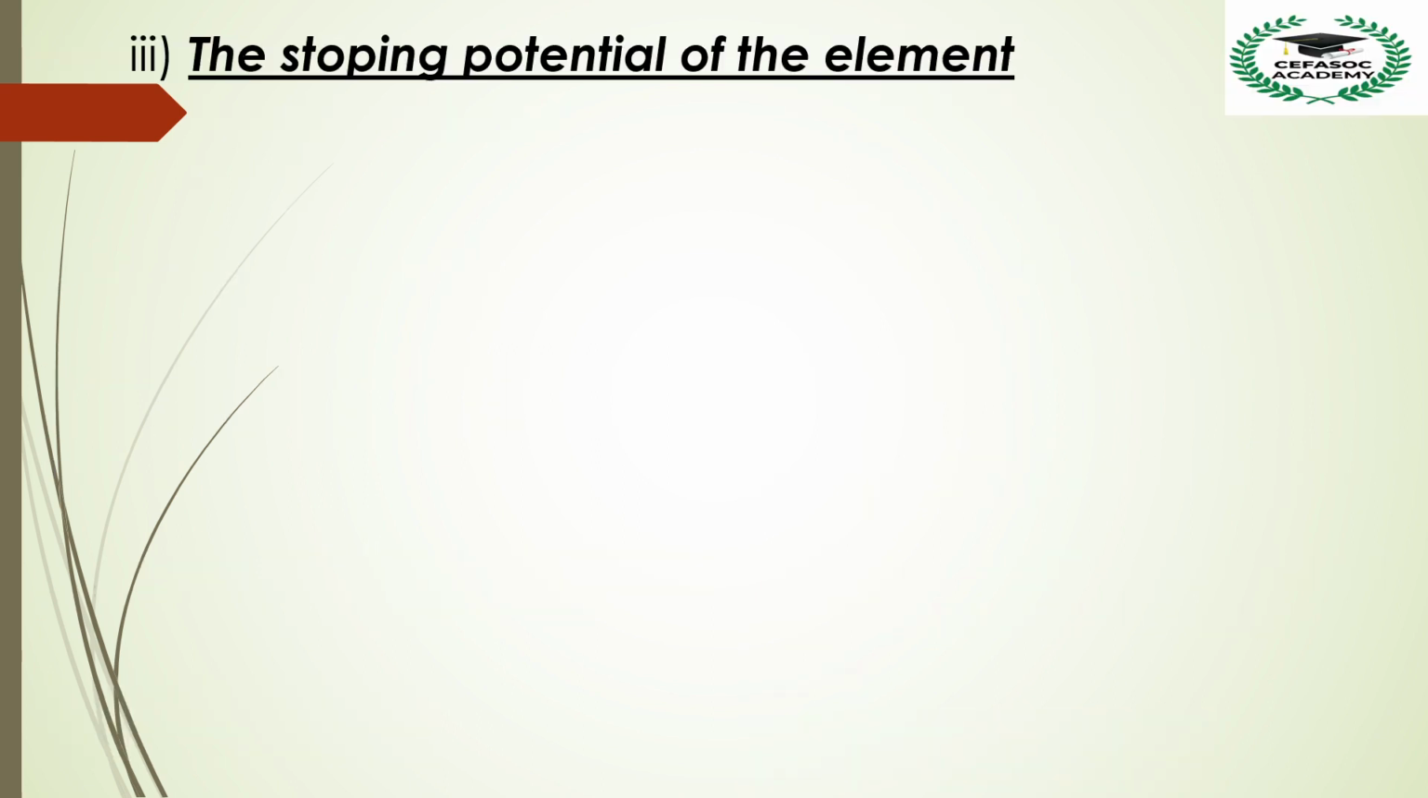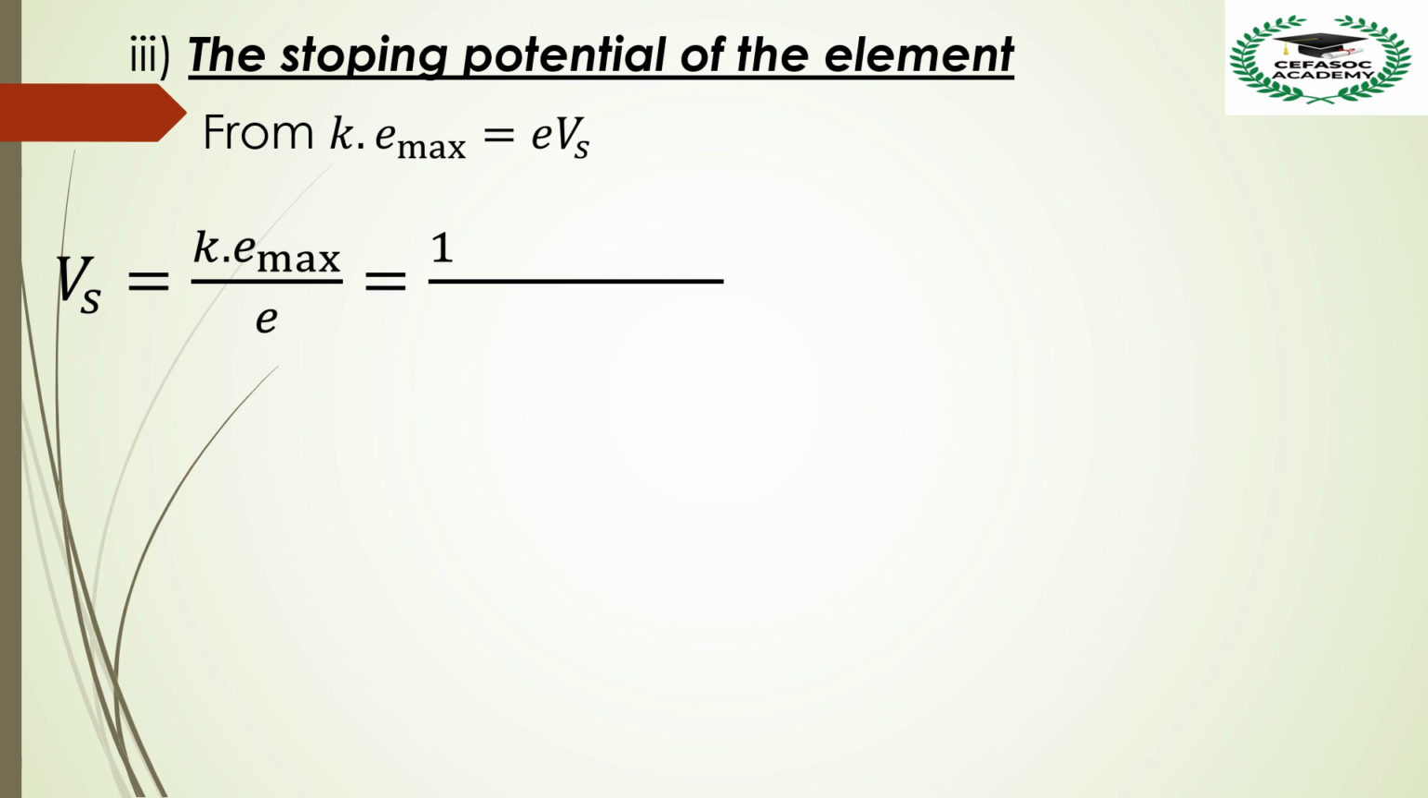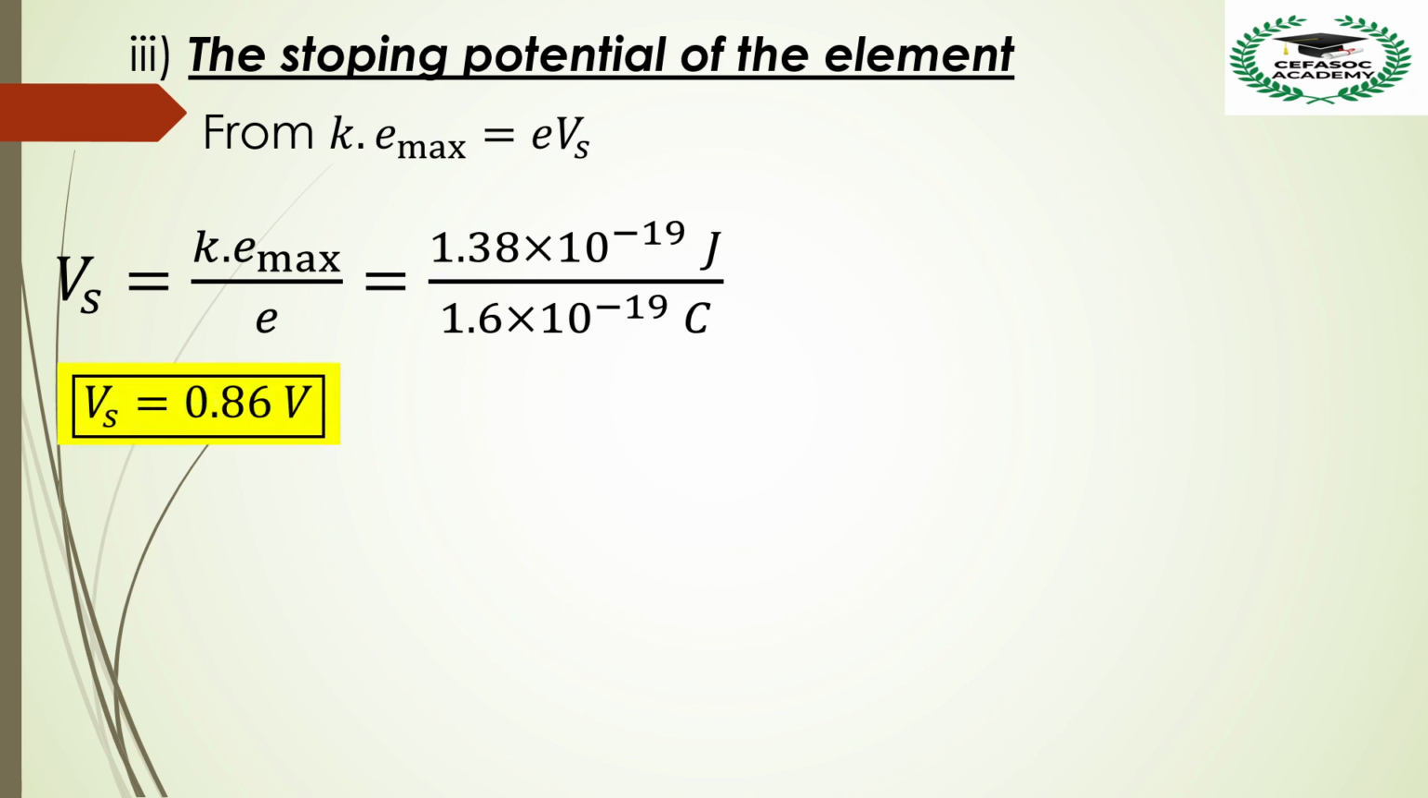Now Roman 3, the stopping potential of the element. Calculating the stopping potential, we know that the maximum kinetic energy is equal to the electron charge times the stopping potential. We have calculated the maximum kinetic energy before, and we want to calculate the stopping potential. So the stopping potential is the maximum kinetic energy over the electric charge. We have the kinetic energy, which is 1.38 times 10 to the negative 19 joules, over the electronic charge, which is 1.6 times 10 to the negative 19. Calculating the stopping potential, we have that Vs is equal to 0.86 volt.